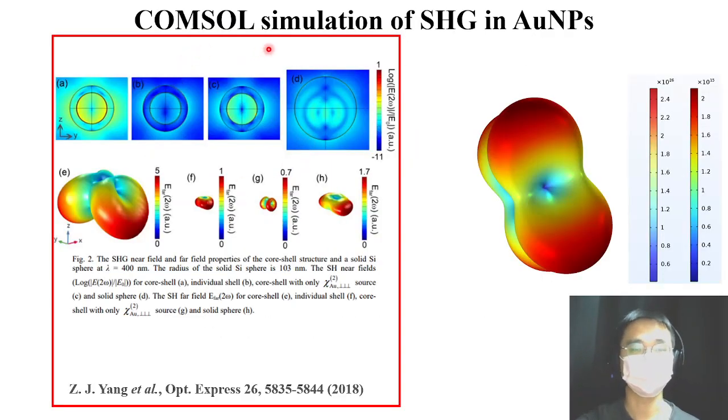This is my COMSOL simulation of second harmonic generation in gold nanoparticles, and this is my reference. I looked at this paper to make my model, and now this is a gold nanoparticle in the far field with second harmonic generation. We can see here in G, this is the paper's gold nanoparticle in the second harmonic far field. I think mine matches them a little, so I'm just going on with this.